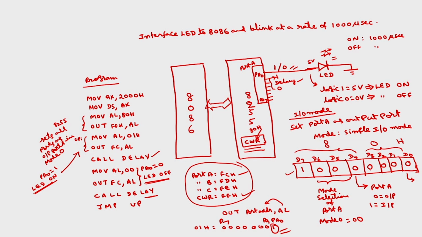Okay. This is how we can connect a simple LED to the microprocessor 8086 through 8255, and you can blink the LED. Okay. Now how to find out this delay?